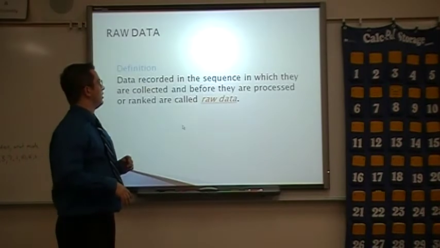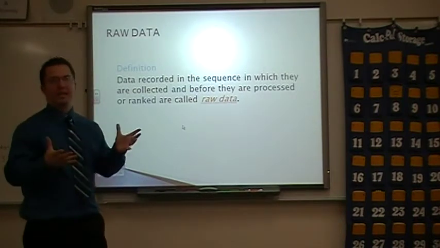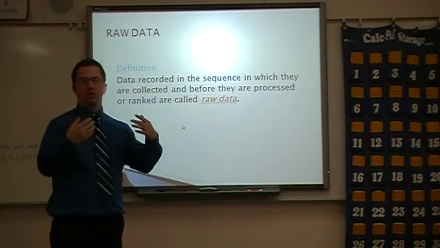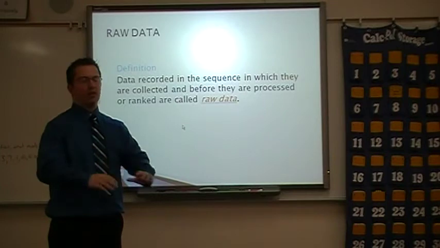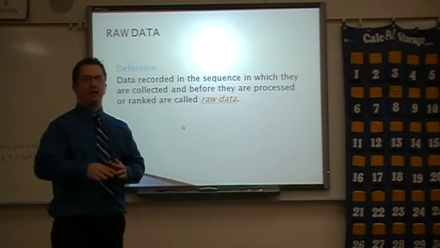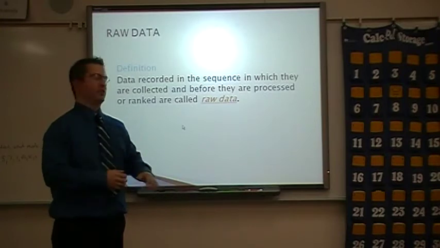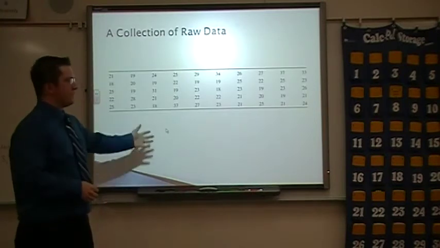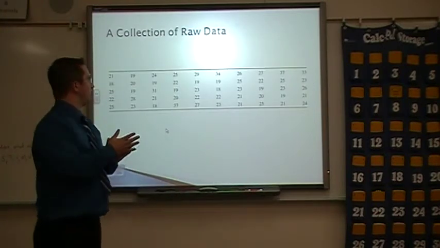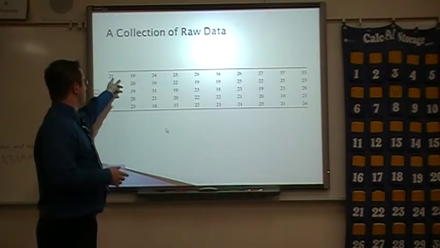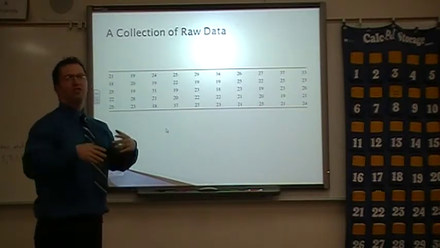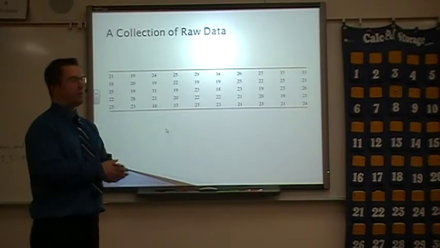Start here with the definition of raw data. Raw data is just that, data you collected. You go out, you get it, you don't organize it, you don't do anything. It's the data that you have right after you collected it. Here's an example of raw data. We collected it: 21, 19, 24. Notice it's in no order, it's just down on a piece of paper.